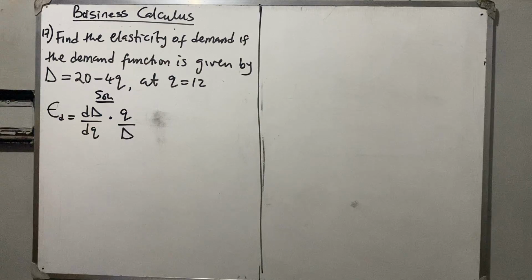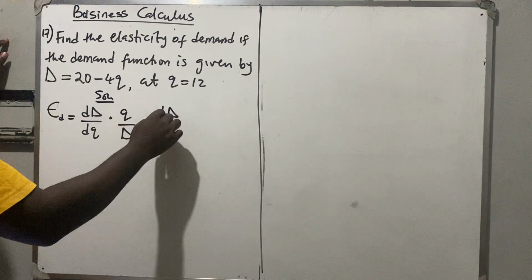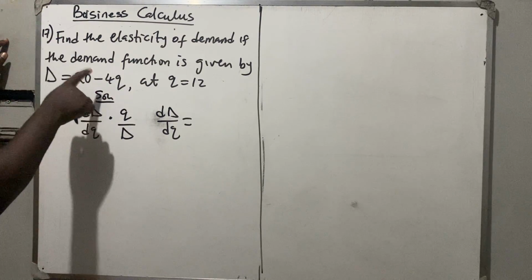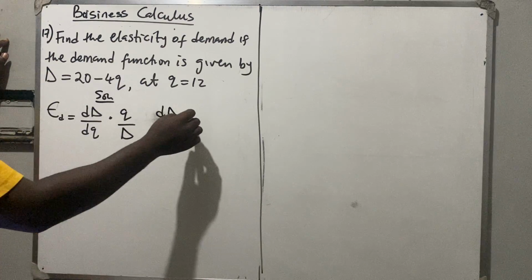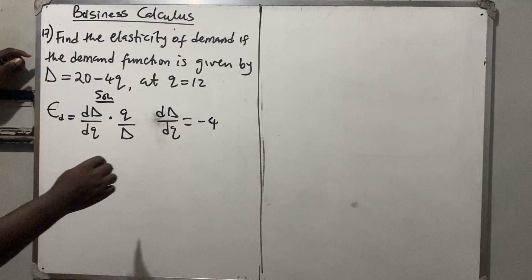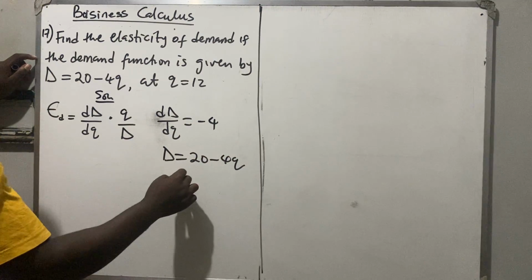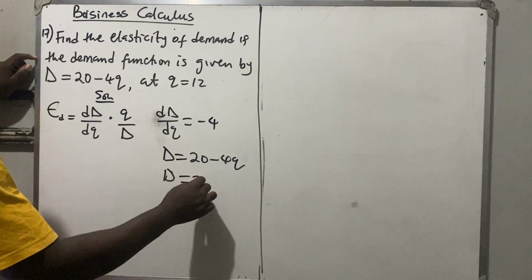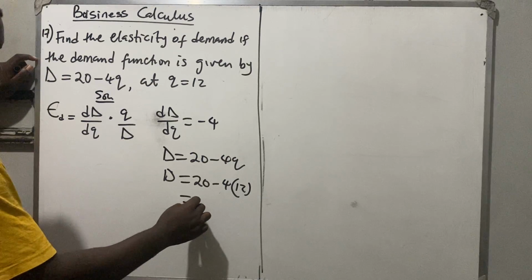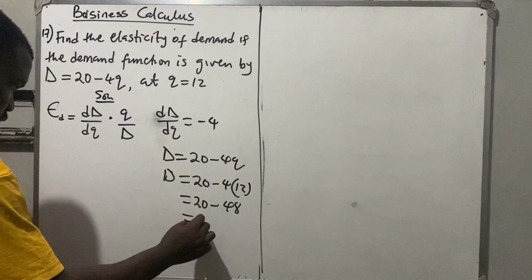So the first thing we need to find is dD over dQ. That is simply to differentiate this. The differentiation of a constant is 0, and the differentiation of minus 4Q is just minus 4. Now to find our D itself, D gave us 20 minus 4Q. So D is equal to 20 minus 4 into my Q, which is 12. That gives 20 minus 48, which gives just minus 28.